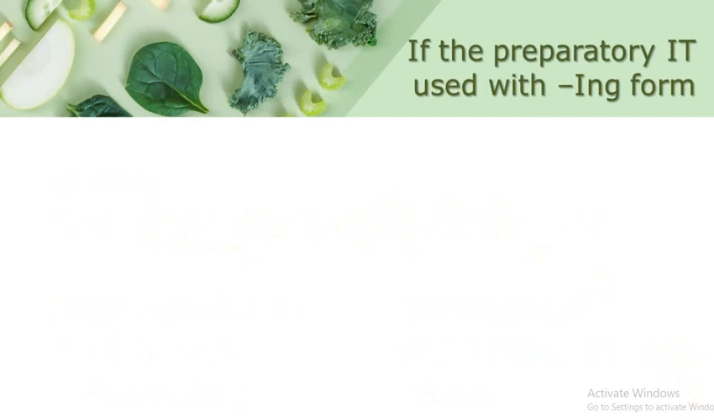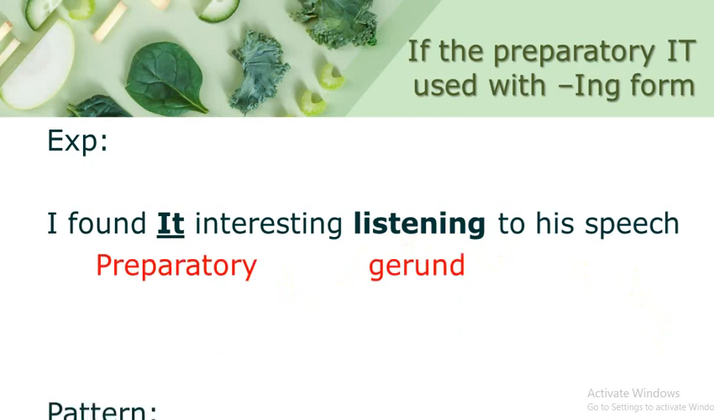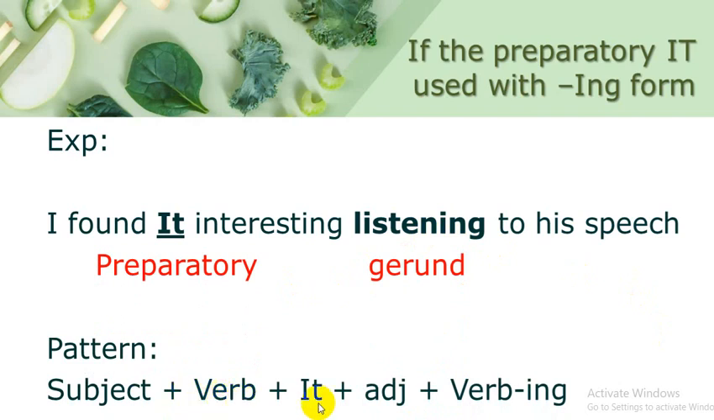The third function is when the preparatory it is used with the ing form. Example: I found it interesting listening to his speech. So it refers to listening to his speech. Preparatory it and gerund. The pattern is subject, verb, it, adjective, and verb plus ing.